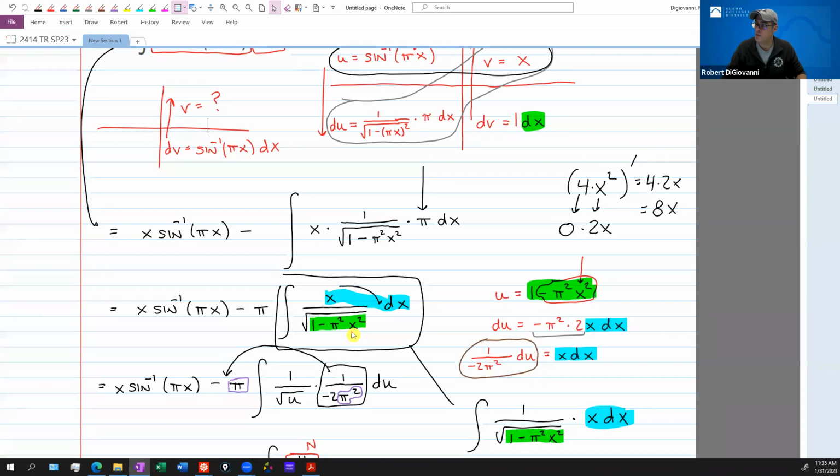U sub is for quotient rule, integration by parts for product. No, we can't generalize it that easily. Because anytime we see a product, that does not mean that you use integration by parts. Anytime we see a quotient, that does not mean you do U sub. It could be, but that's not always the case. Trust me, if there was something I could give you where I could say, hey, this is always the case that you do this, then I would give that to you.